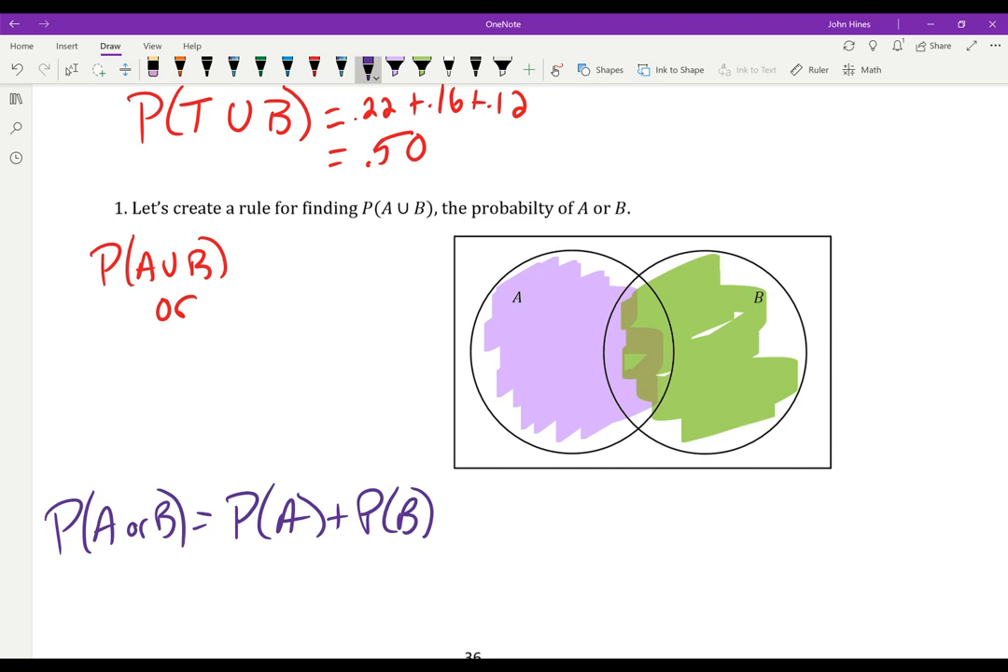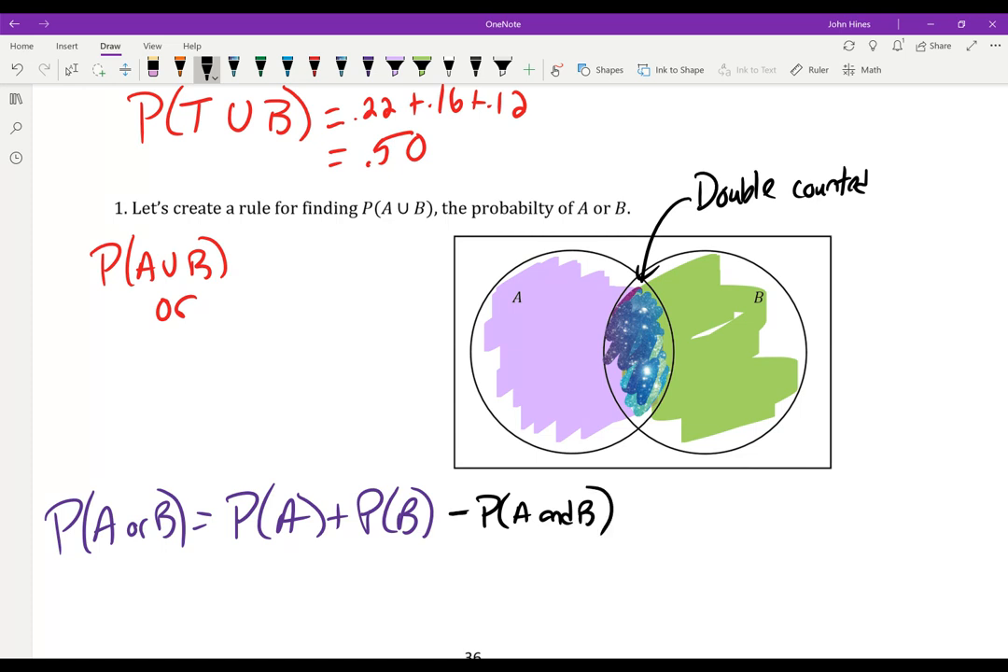If I was in class, I'd ask you right now, but we're not in class. So hopefully you said, well, coach, look what you did there. You added that middleman twice. You added that AND probability two times. You double counted this section. So what we're going to do in our formula is subtract away the intersection.